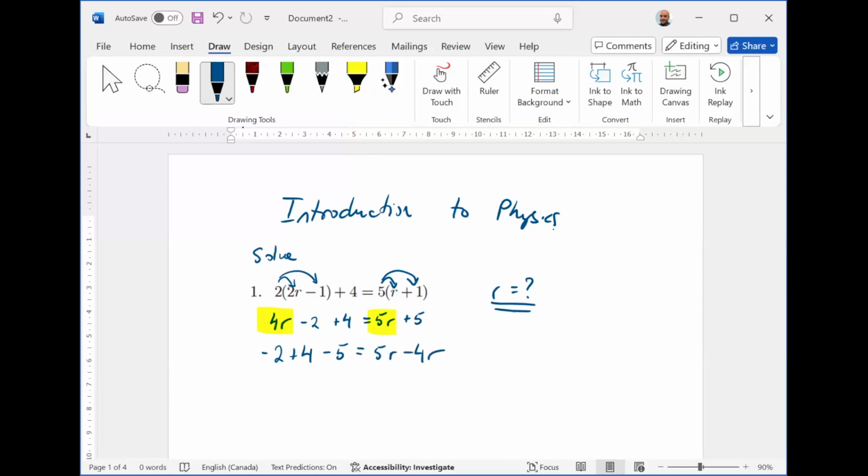If we resolve this, -2 plus 4 subtract 5, what do we get? We've got r on this side. Some basic arithmetic. You can get -3 is equal to r. Okay, so that's basic solving a linear equation. So how are we doing about that? So far, so good? Okay.